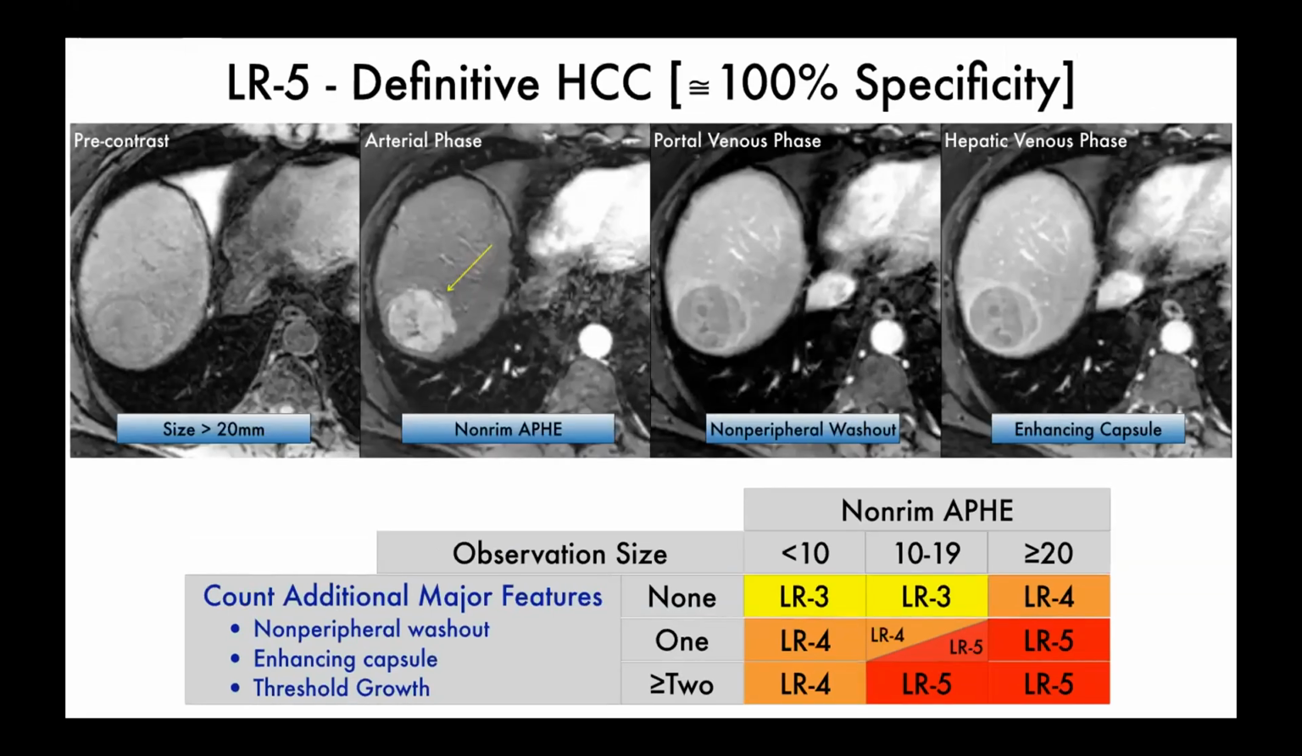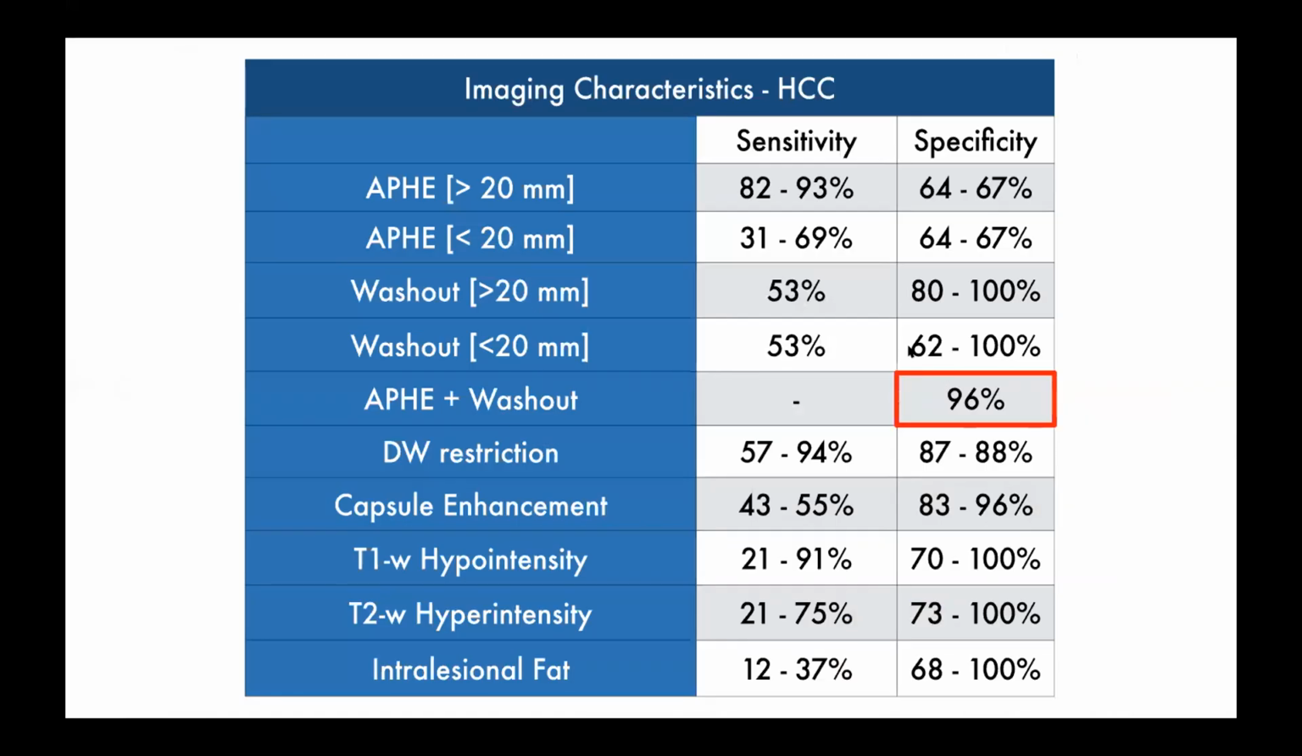Now, why did I show you this as the first case? I'm showing you this as a first case because when you use a combination of these 3 factors, size, non-rim AFI, and non-peripheral washout with or without a capsule, the percentage specificity to the diagnosis of HCC is near 100%. Now, this data, which I've outlined in black and red, is our data over the last 12 years on chronic liver disease. And we have about a 96% specificity to the diagnosis of an HCC. It's bumping up slightly higher.